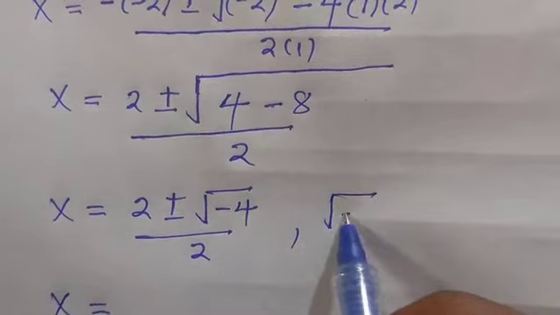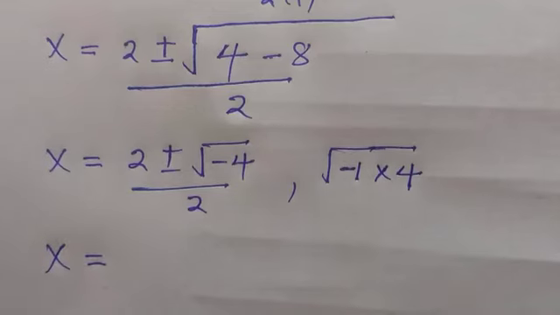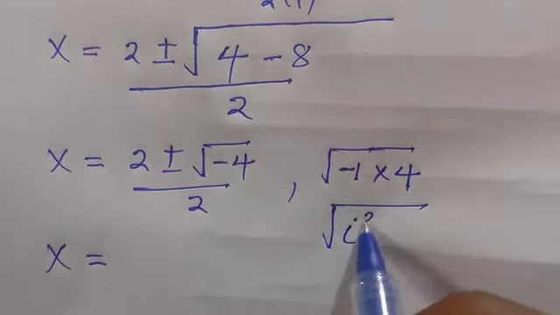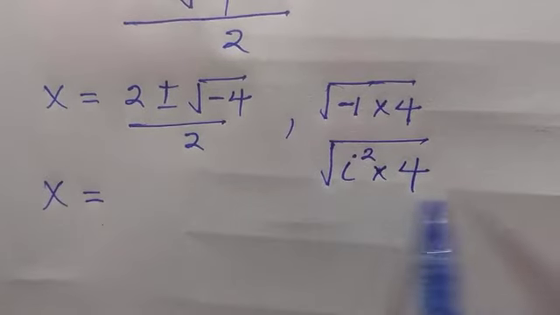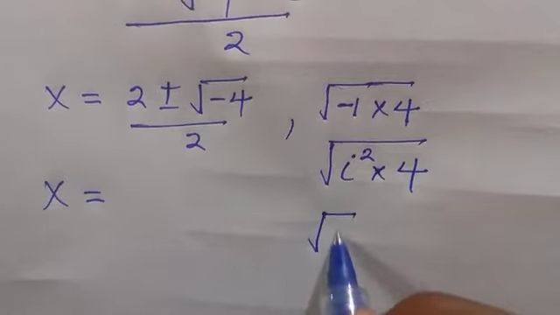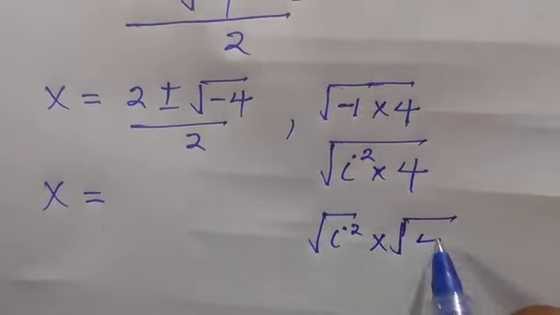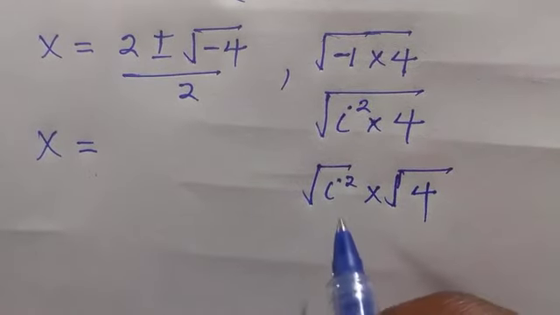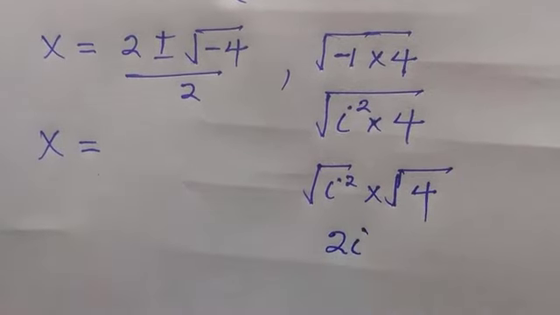And here is a way to reach it. We have this as minus 1 times 4, which is still root of minus 4. And this minus 1 is like i squared, or you can use j squared, multiplied by 4. By separating these two, we have root of i squared multiplied by root of 4. The square root cancels the square, so we have ordinary i, and the square root of 4 is a perfect square, which is 2. Then we have 2i, which is the result of root of minus 4.